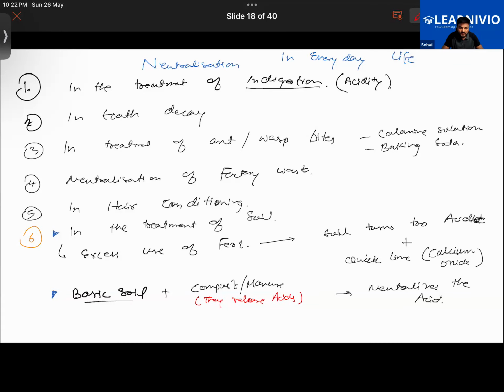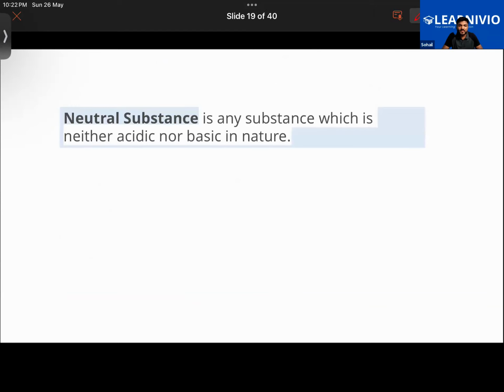Yes, sir. All right. So we learned about different uses of neutralization reaction in our daily life. Now we are going to learn about neutral substances. What are neutral substances? Any substance which is neither acidic nor basic in nature is a neutral substance.